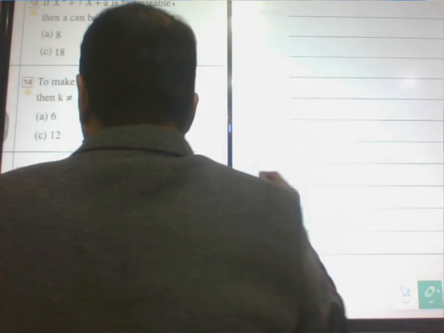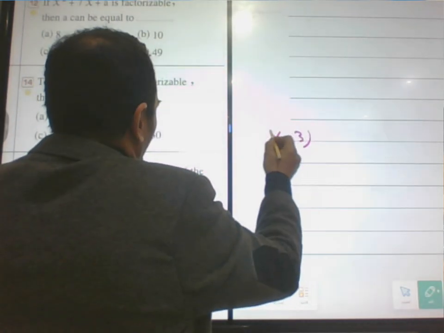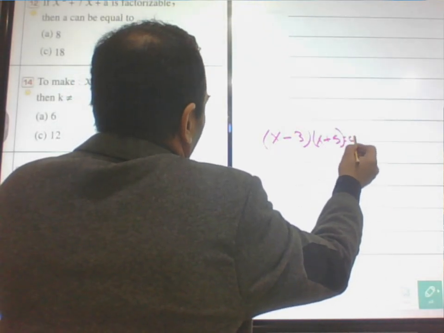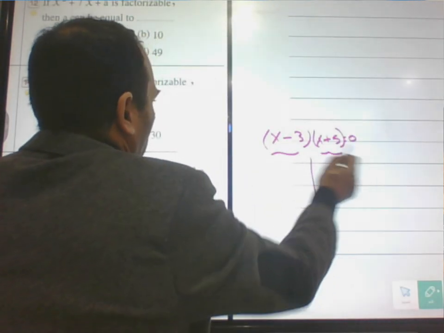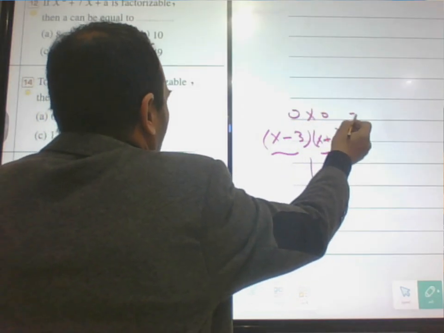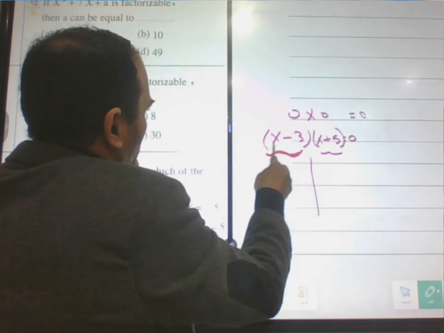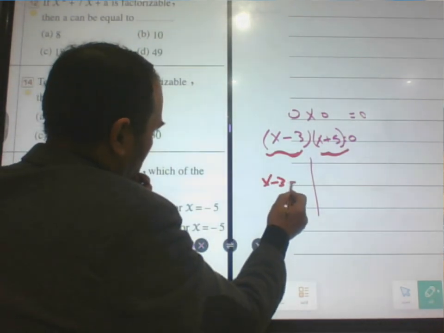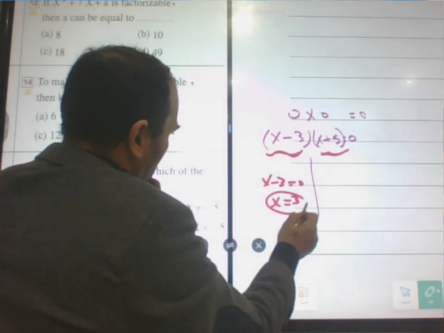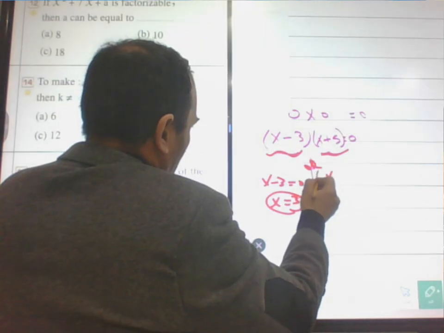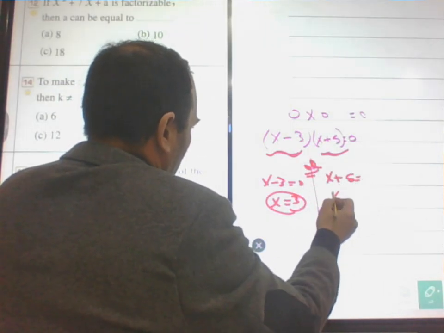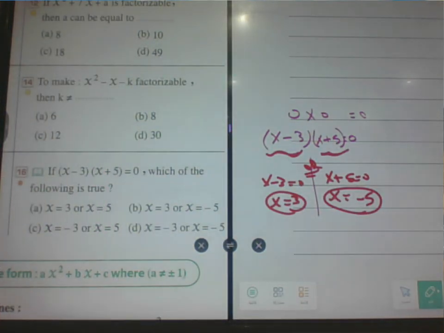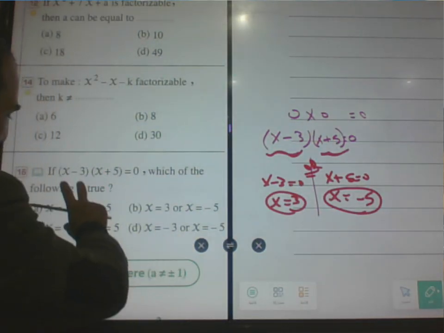We can solve this equation. You know the equation: x minus 3, the product between two factors, equals 0. Then we have two solutions. The first equals 0 or the second equals 0, because 0 times anything equals 0. If the first factor x minus 3 equals 0, then the value of x equals 3. Or x plus 5 equals 0, then the value of x equals negative 5. Then we have two solutions, 3 and negative 5. Choose letter B. Okay, my students, last question.